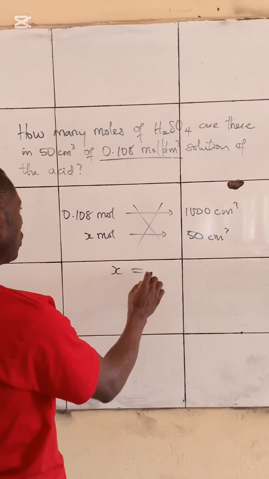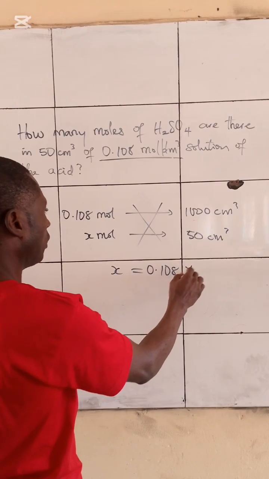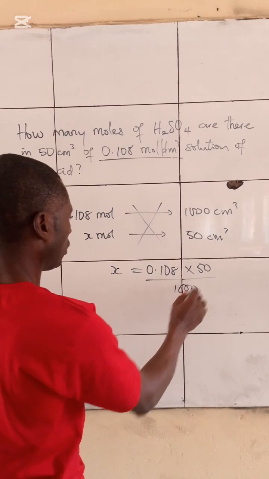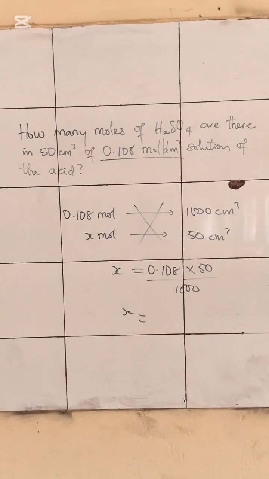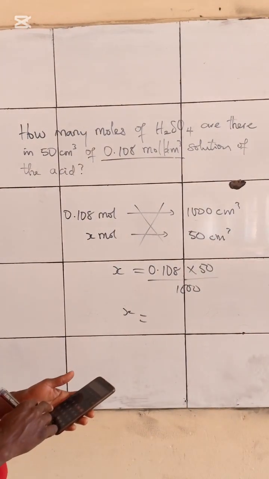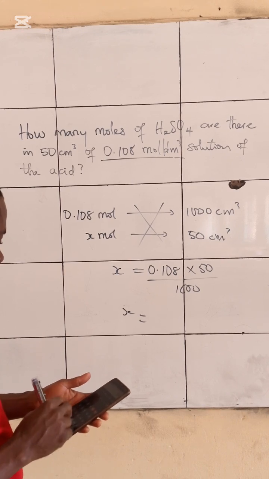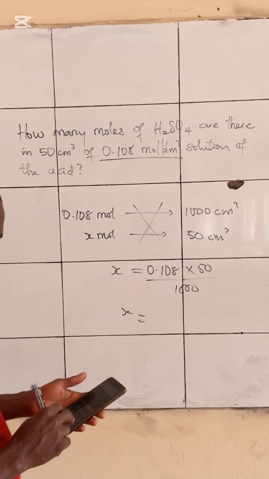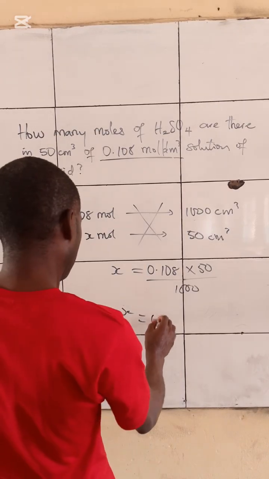So that will be x equals 0.108 multiplied by 50, following the arrows, is that right? For those that have little mathematical problem, divided by 1000. Okay, so the next thing you punch with your calculator as I get mine. Okay, so let's punch it together so that we can all do it together. Okay, so I punch 0.108 multiplied by 50. Okay, then you divide it by 1000. What do you have?